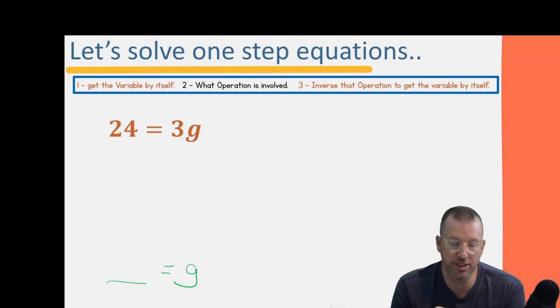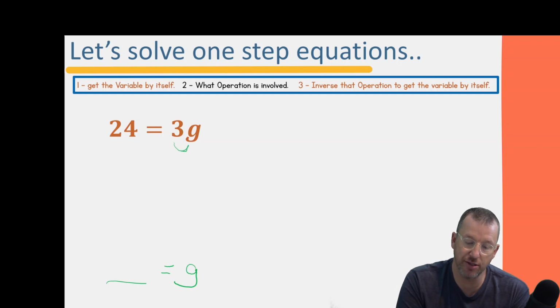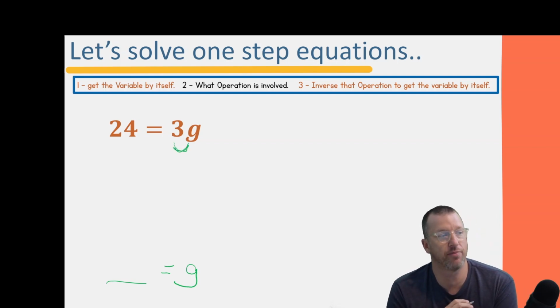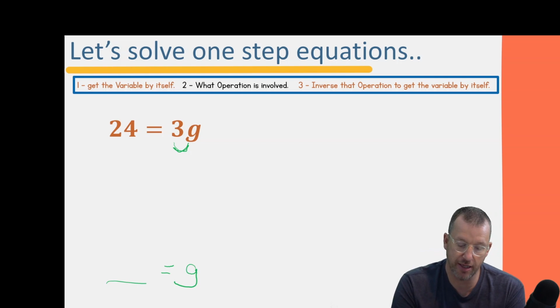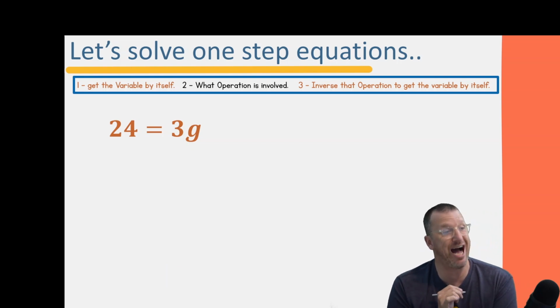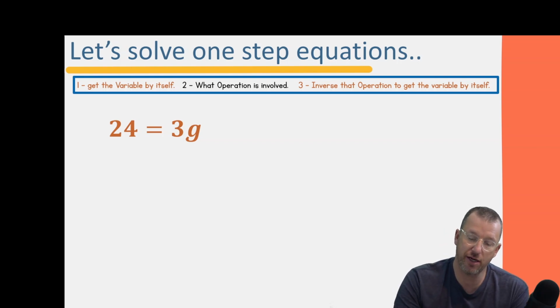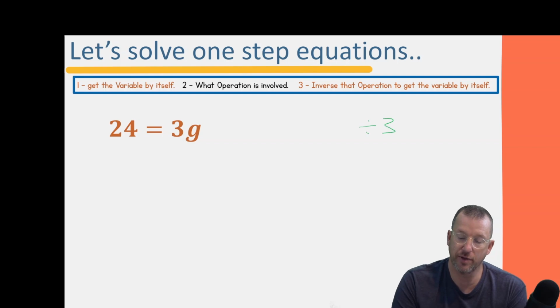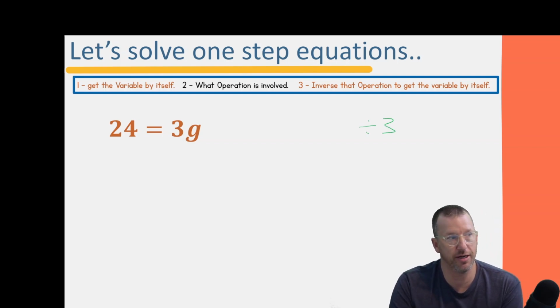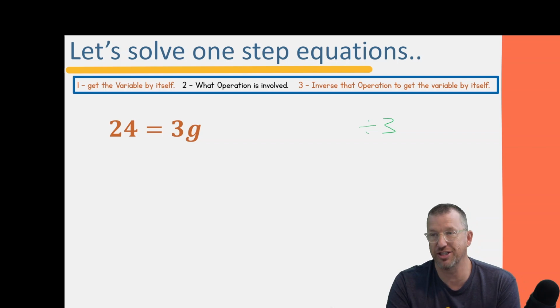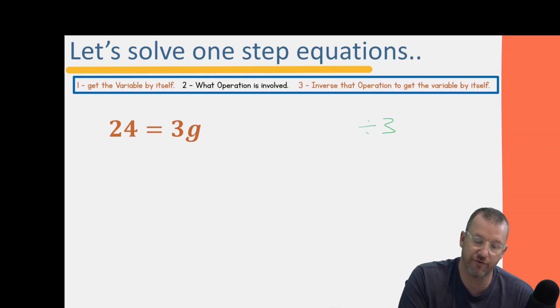Secondly, what operation is involved? Well, when a number is right next to a letter, that represents multiplication. Okay, that represents multiplication. So what's the opposite of multiplication? That would be division. So how do we divide? We can show division in a couple different ways, right? We can do this. Okay, we can do division that way, but one way we do it here in algebra is we use the division that looks like a fraction. So if this is 3 times g, what's the opposite of multiplication? Division. So I'm going to divide by 3.